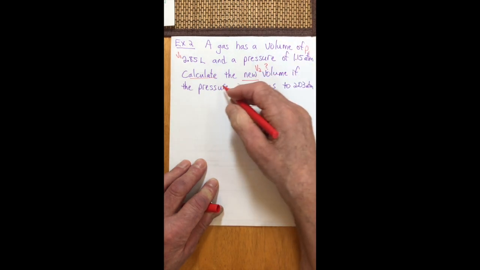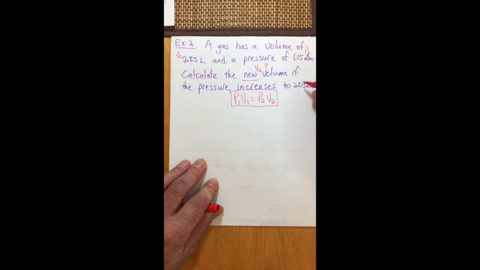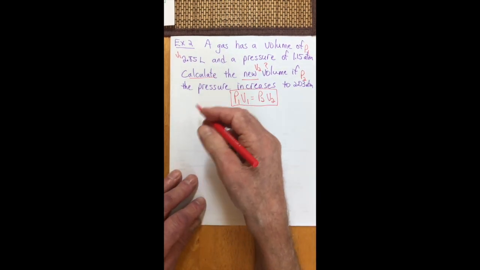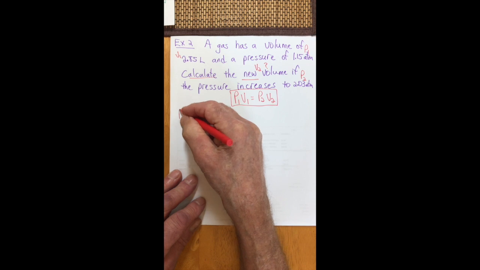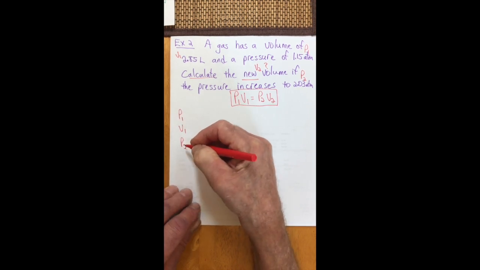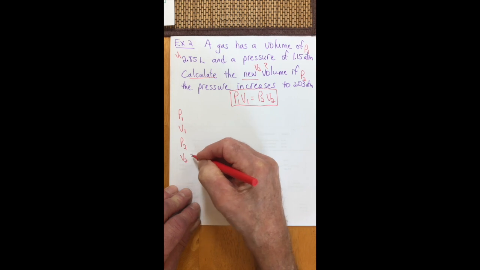But I do know that the pressure increases to 2.03 atmospheres, so that's my P2. So let's just write down what we have over here. All right, so I've got my P1 and my V1 and my P2 and my V2.